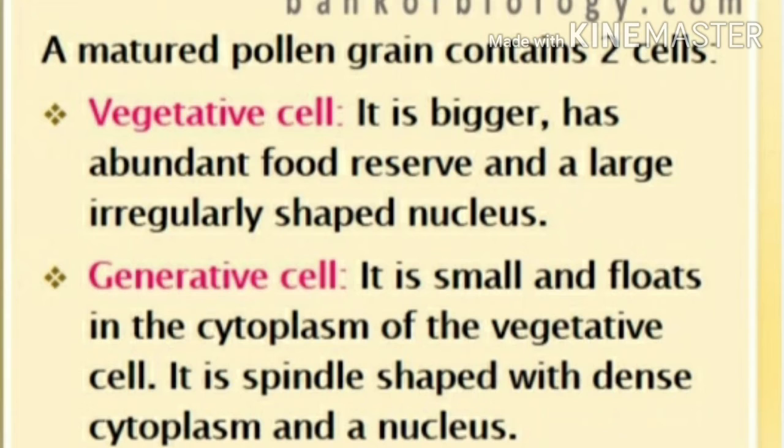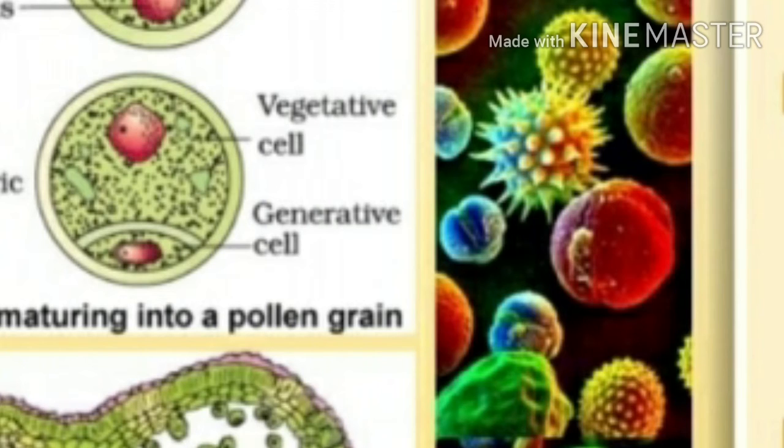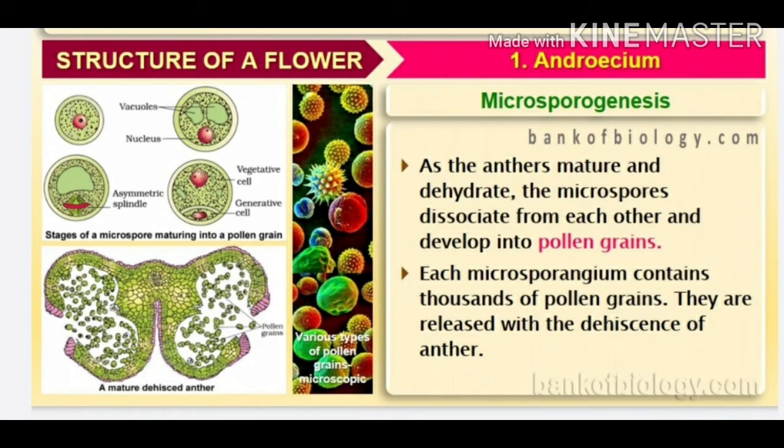And coming to the smaller generative cell, it is actually spindle shaped, and it is involved in syngamy, or what is known as the fusion with the egg. So the smaller generative cell undergoes fusion with the egg during the time of fertilization, and it is provided with dense cytoplasm and nucleus. So this is the structure of the pollen grain. Have you understood? So with that, we have come to the end of pollen grain formation.